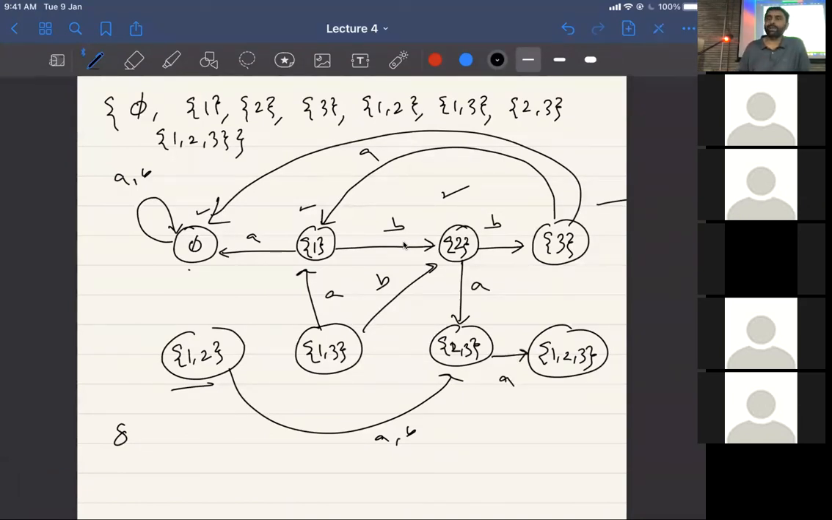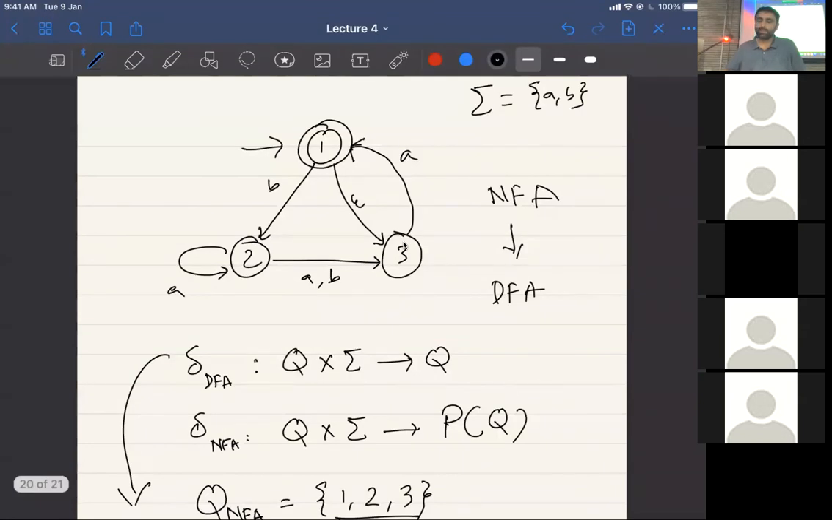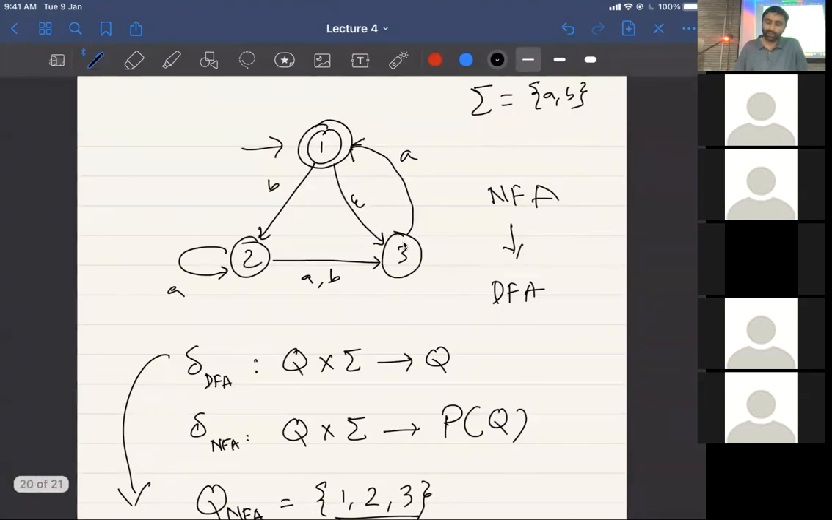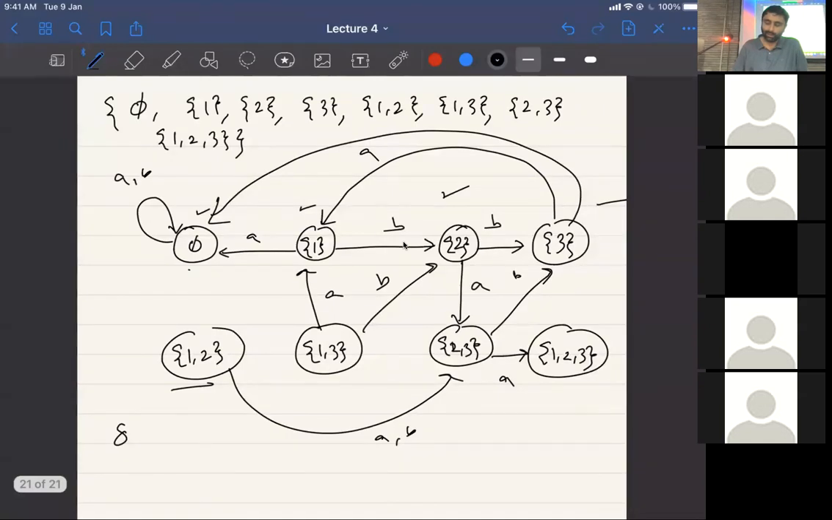Okay, 1, 2, 3 is already there. So let's talk about B. When the machine is in state 2, reads B, where does it go? Just 3. When the machine is in state 3, reads B, where does it go? Nowhere. Right? So in this case, when the machine is in 2, 3 and reads B, it only goes to 3. Yes, it only goes to 3. So we are done with this state as well.